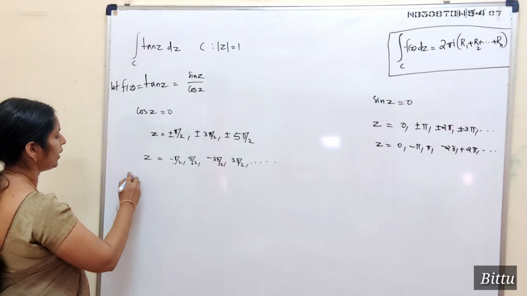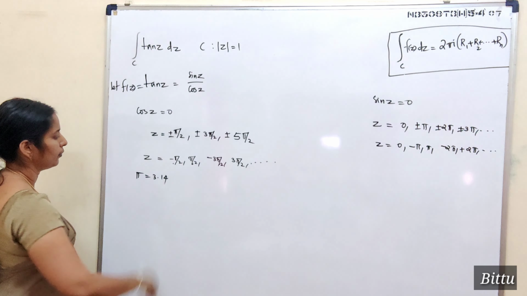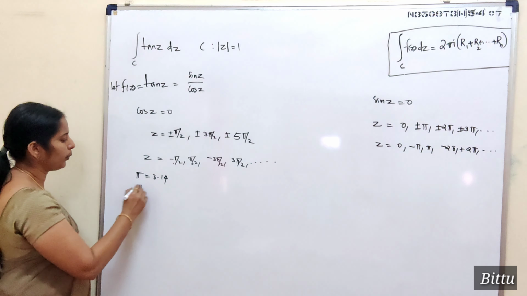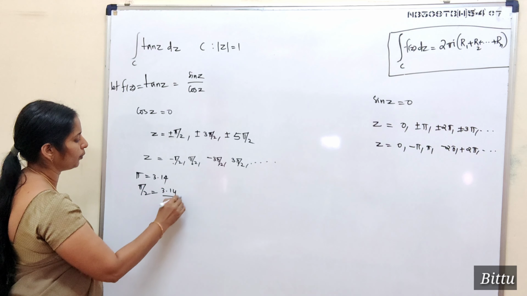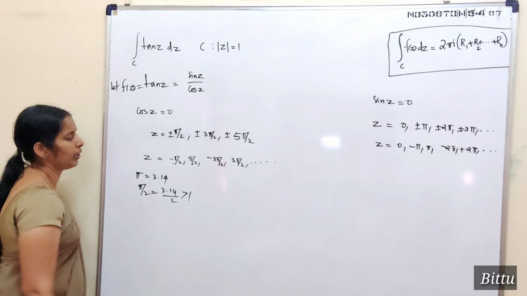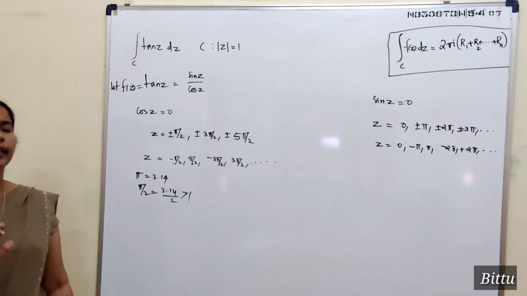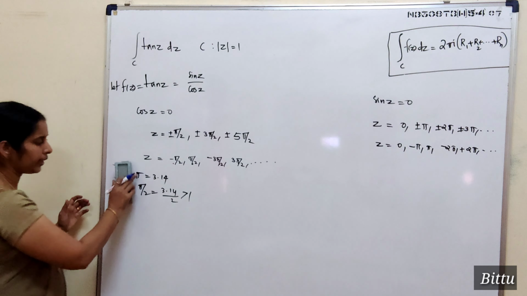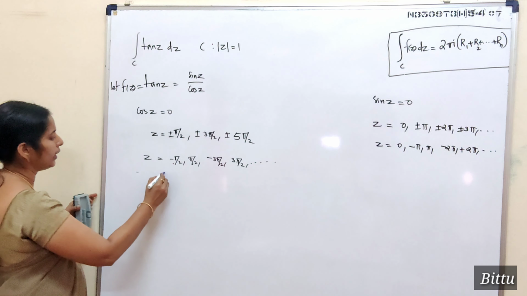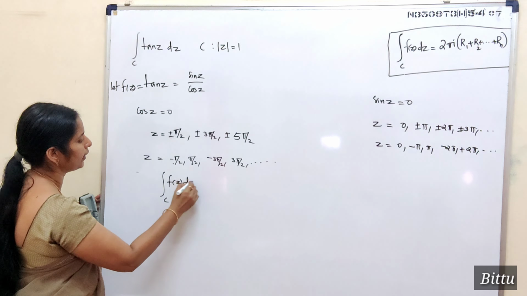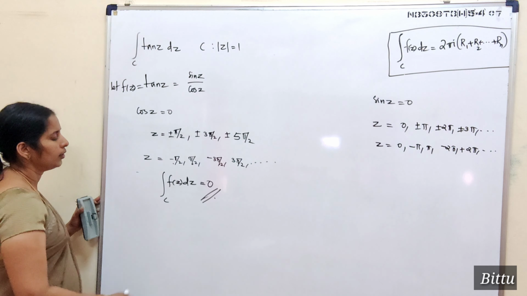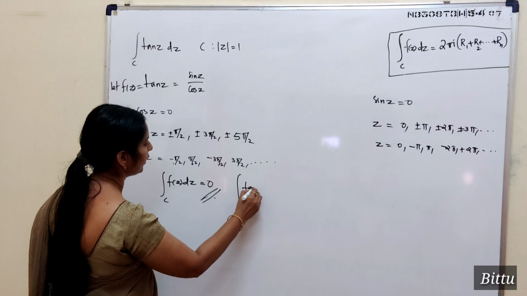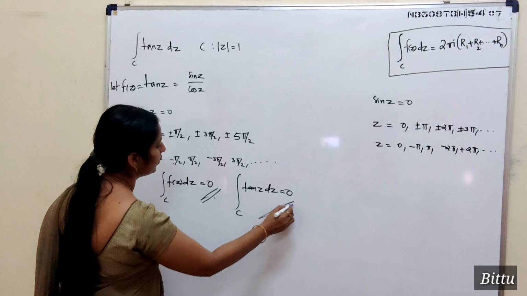Clearly, pi is 3.14, so pi by 2 is 3.14 by 2, which is greater than 1. Similarly, minus pi by 2. So clearly, no singularity is within C. All the singularities of f are outside of C. That is, no singularity of f within C. So by Cauchy's theorem, you can say the integral over C of f(z) dz is 0. So the value of the given integral, the integral over C of tan z dz, is equal to 0.